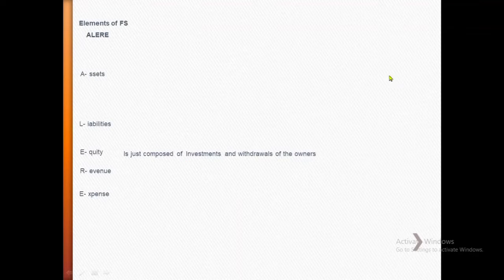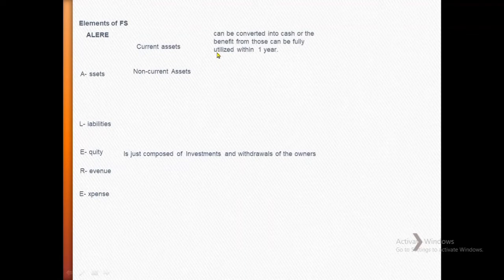The assets can actually be subdivided into two groups. So we have the current assets and we have the non-current assets. So let's define first the current assets. These can be converted into cash, and if not converted into cash, the benefit from them can be fully utilized within 1 year. Examples of this are cash, so no need to explain that. We also have marketable securities, which are investments by the company that can easily be converted into cash.